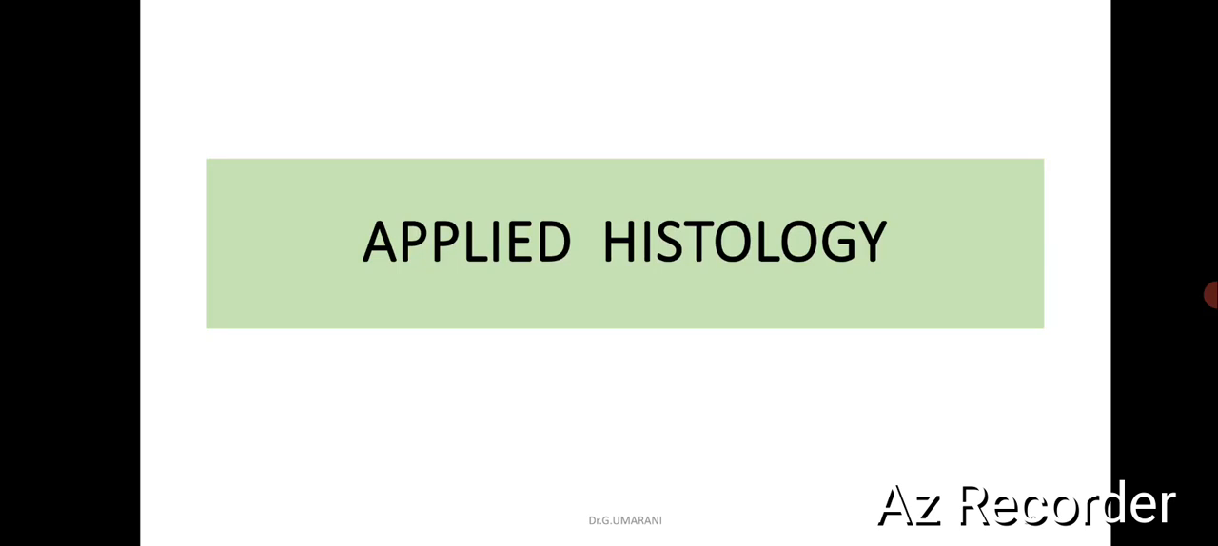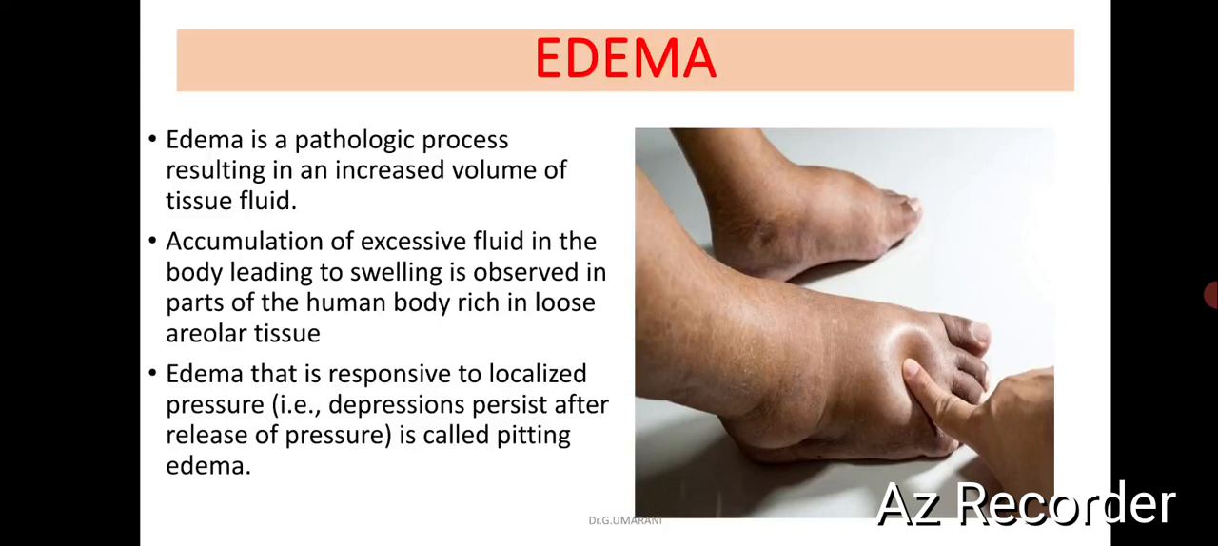So now coming to applied histology of the connective tissue. Number 1 is edema. There is an accumulation of excessive fluid in the body leading to swelling, and that we can observe in the parts of the human body rich in loose areolar tissue. So edema is a pathological process. It results in increased volume of tissue fluid, and we can see it where the loose areolar tissue is present, and when it is responsive to localized pressure, then we call it pitting edema.